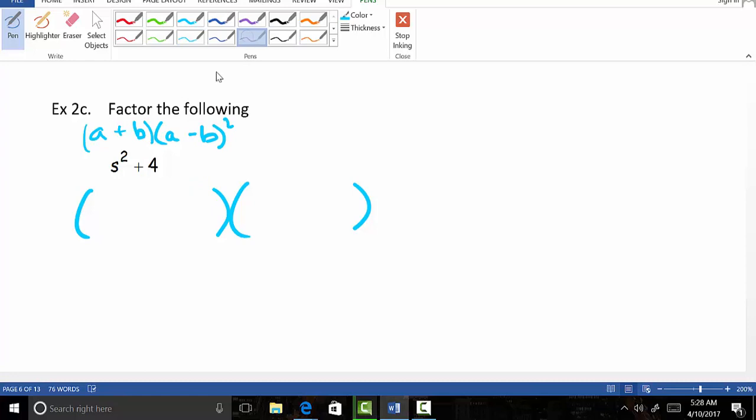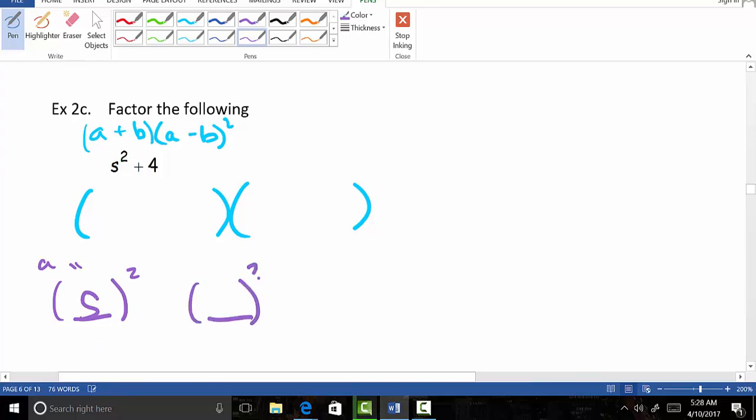And if we think carefully, just trying to figure out what is a and what is b, for the a value, what squared gives us s squared? Well, s would accomplish that. Okay. Likewise, what squared gives us positive 4? 2 can do that. So in identifying our a and b, we can check and see by plugging them into that difference of 2 squares formula.